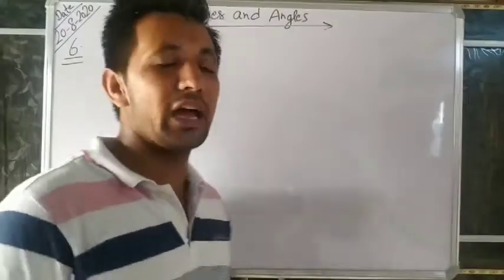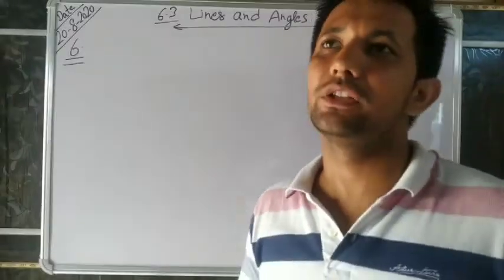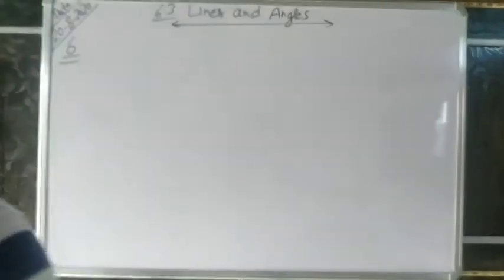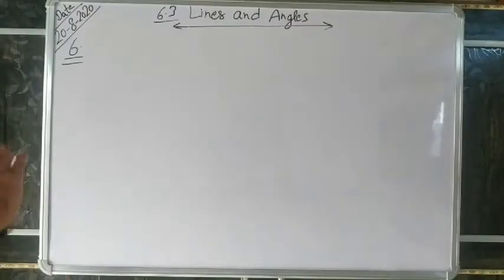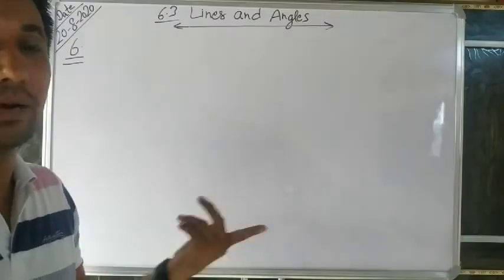Question number 6. Very important question this one, and 99% this question always comes in the exam. In the figure, first we have to understand the figure. What is given, and what does bisector mean?